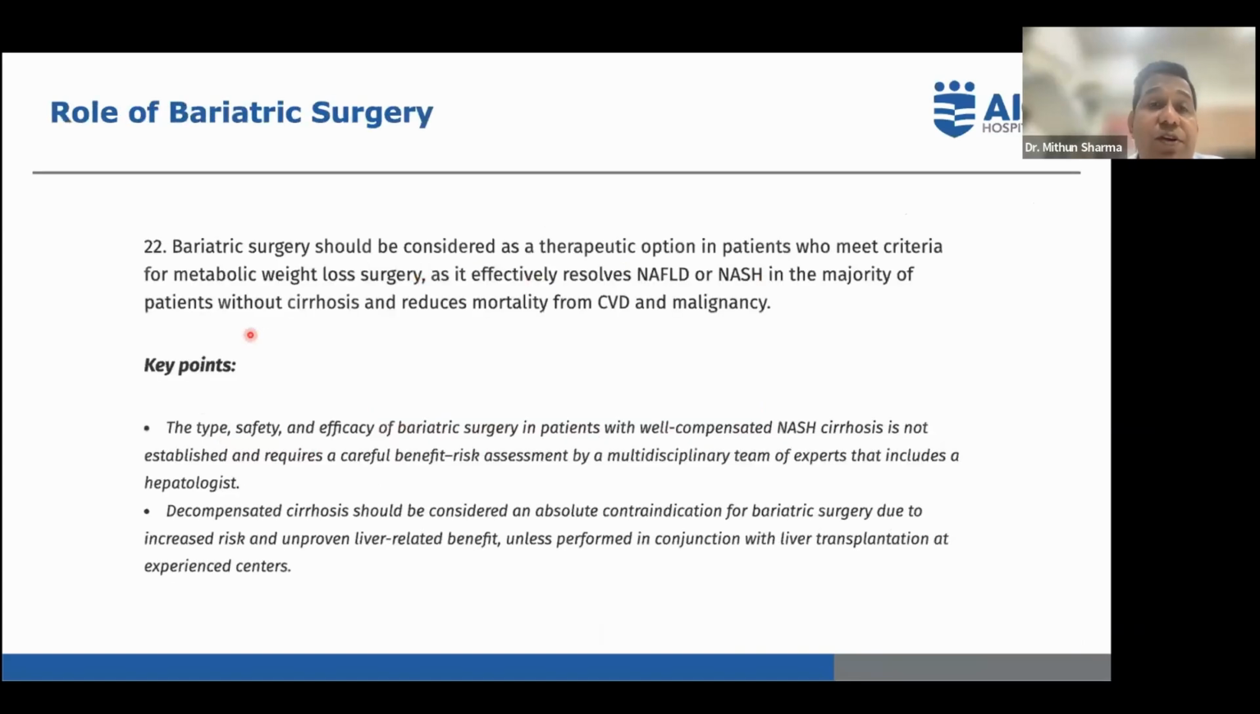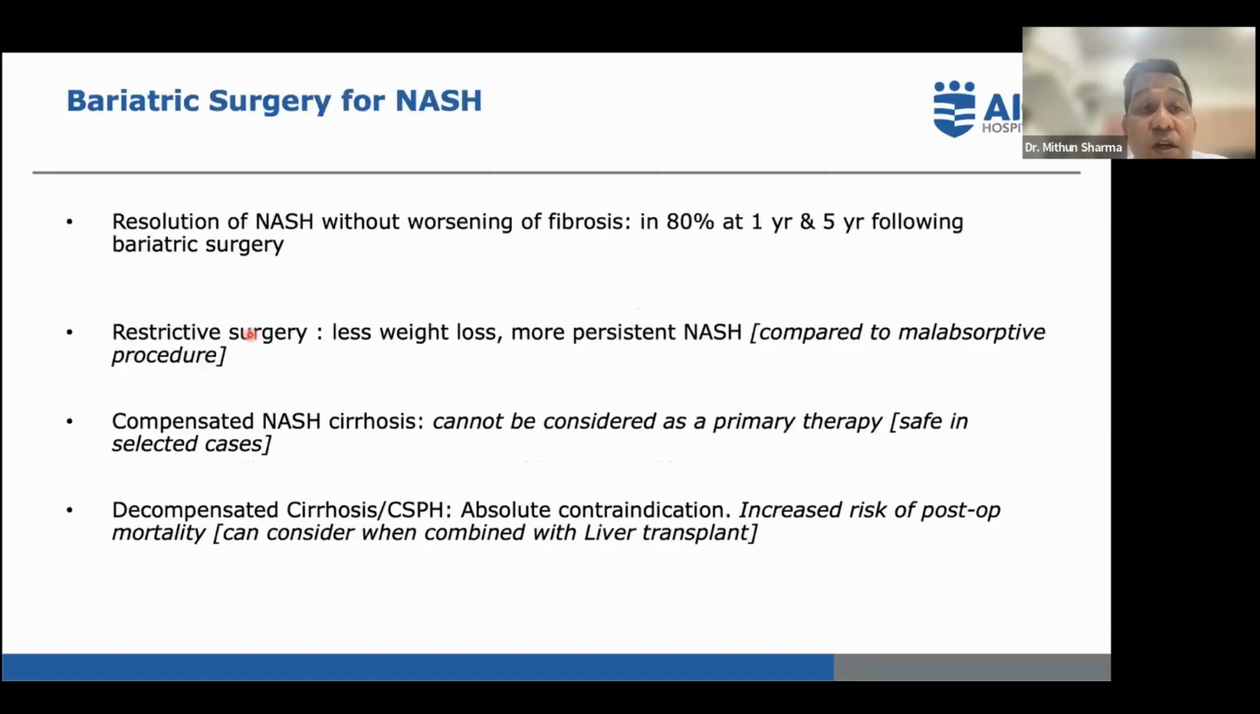Coming to the role of bariatric surgery, the guideline says that bariatric surgery should be considered as a therapeutic option if they require a surgery from the metabolic weight loss point of view. Resolution of NASH has been seen in 80% at 1 year and 80% at 5 years. That is a sustained benefit with bariatric surgery. Restrictive surgeries are equally useful.